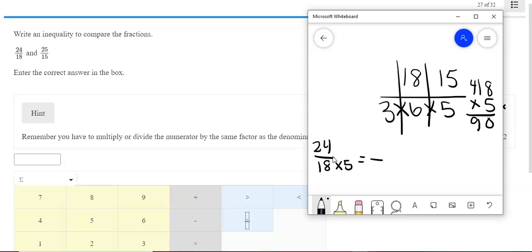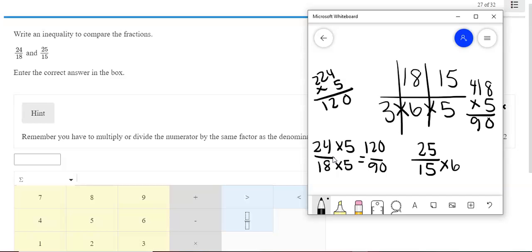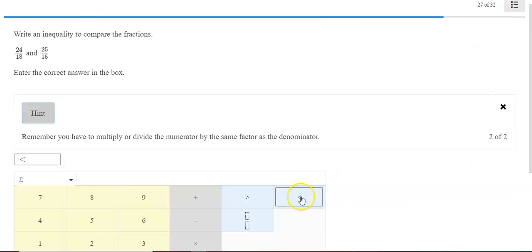times 5 gives us 90. And then we have 24 times 5. So we get 120 over 90 there. Then we have 25 over 15. So we're going to take 15 times 6 equals 90. And 25 times 6 is 150. 120 is less than 150.